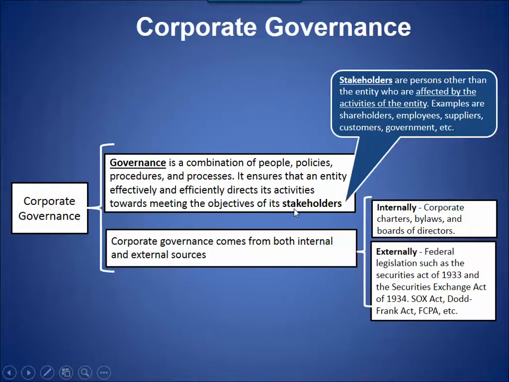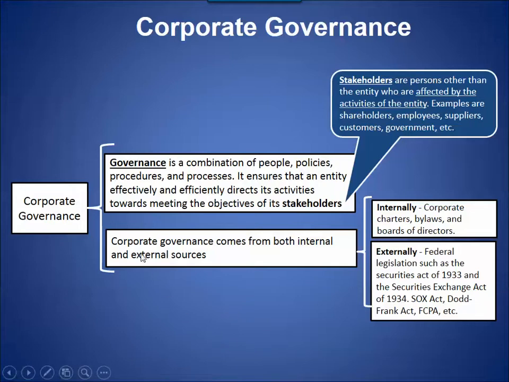Now, if we define stakeholders, then stakeholders are persons or an entity other than the entity who are affected by the activities of the entity. Examples are obviously shareholders, the employees of the entity, suppliers and customers of the entity, and the government, who may rely upon the entity for goods or services or may rely upon the entity for tax revenues. And there can be many other additional stakeholders beyond that.